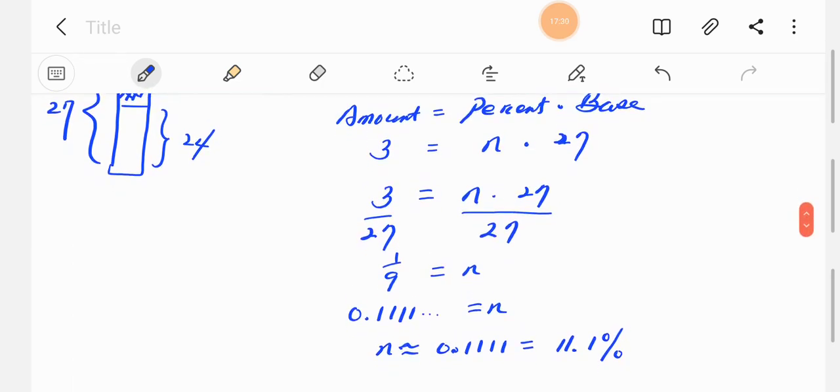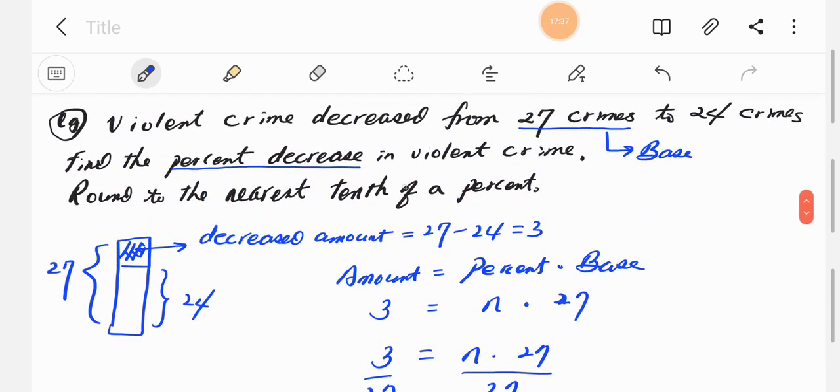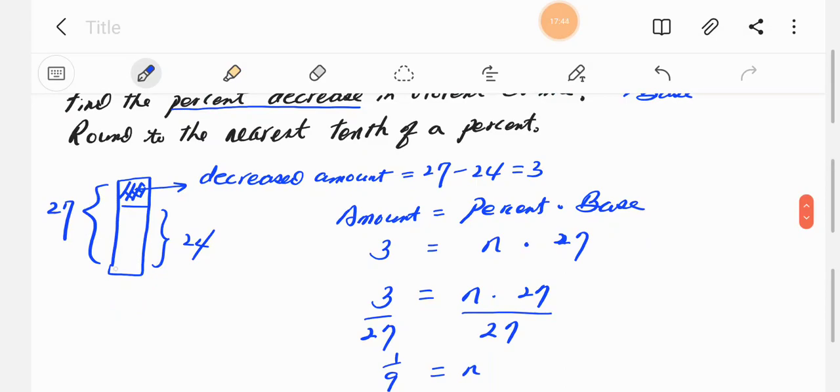Okay, that's it for this percent increase and percent decrease. So whenever you do the application problems related to percent increase and percent decrease, draw this diagram and then find what the base is. Okay, so the base is really important. Okay, then please do the exercise questions.